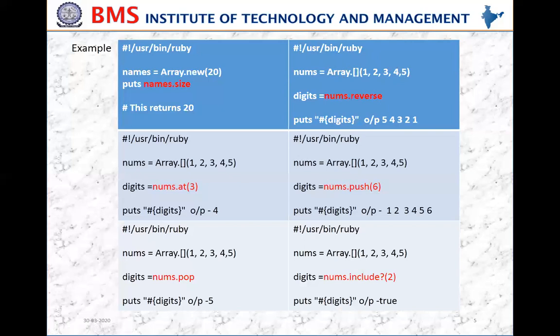Now I have digits as one of the variables. Now I just write nums.reverse. The output of this will be stored in digits. If you just display puts of digits, then you can see it is reversed. So 5, 4, 3, 2, 1.